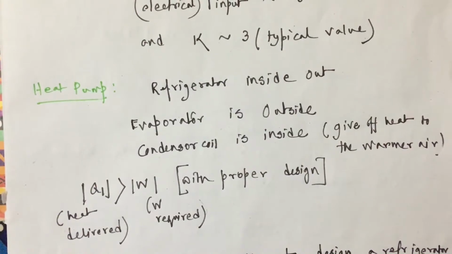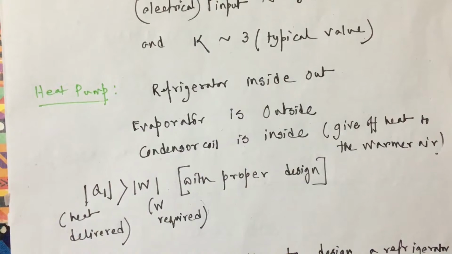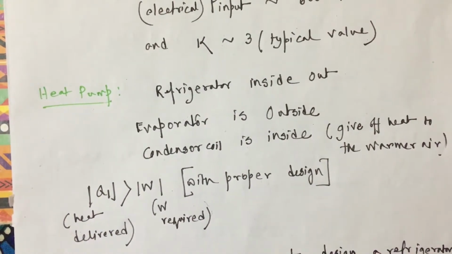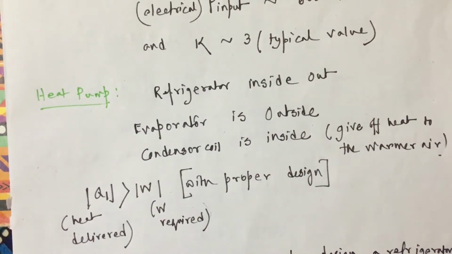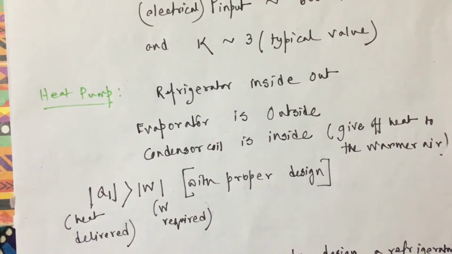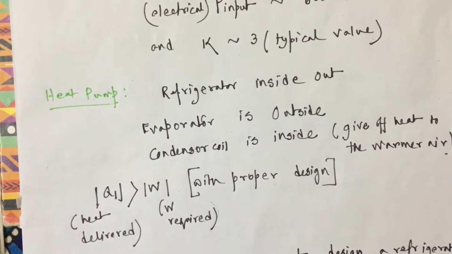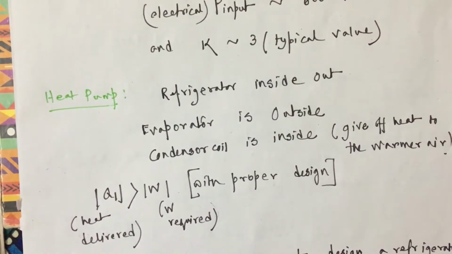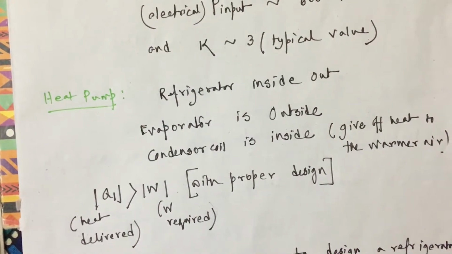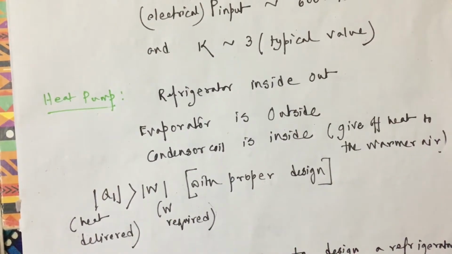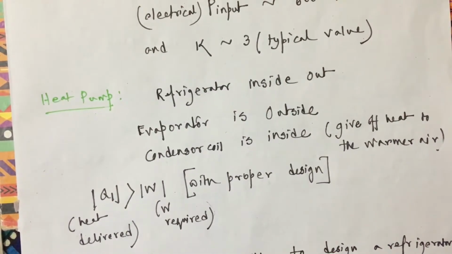Here the evaporator coils are kept outside. They take heat from the cold air, and the condenser coils are kept inside, and they give off heat to the warmer air. With the proper designing of the circuit, we could get a considerable value of the heat absorbed Q2 per cycle, which can be greater by a huge amount than the work W required to get it there.